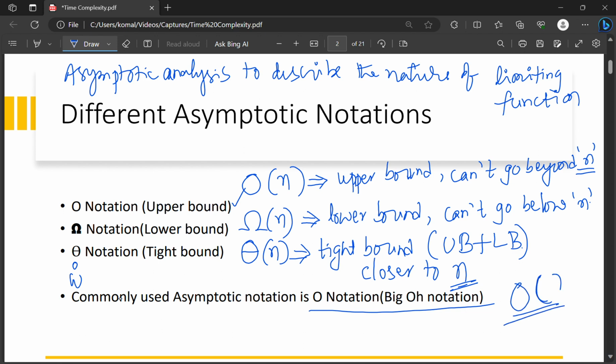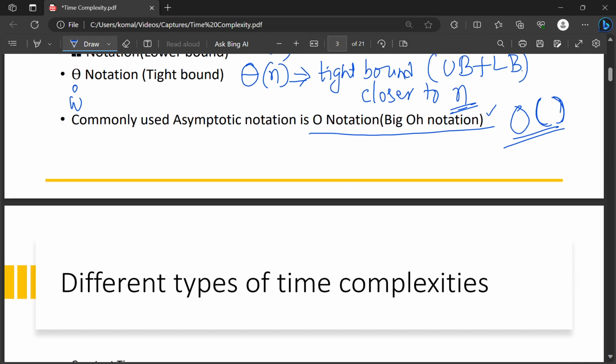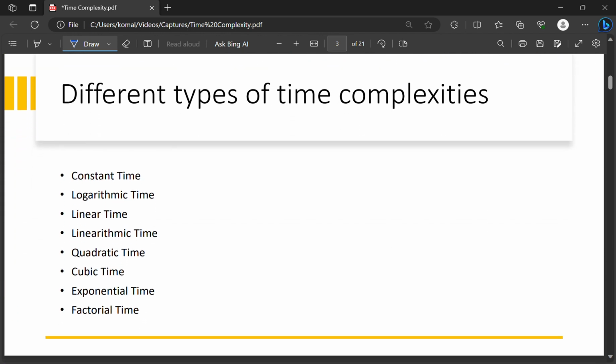For a beginner, this is enough. Those who study design and analysis of algorithms as a full-time course, they can focus on the remaining notations also. But I am considering only big O notation in the examples that I am going to discuss further. Next, what are the different types of time complexities? So I told you that I am going to consider big O notation.